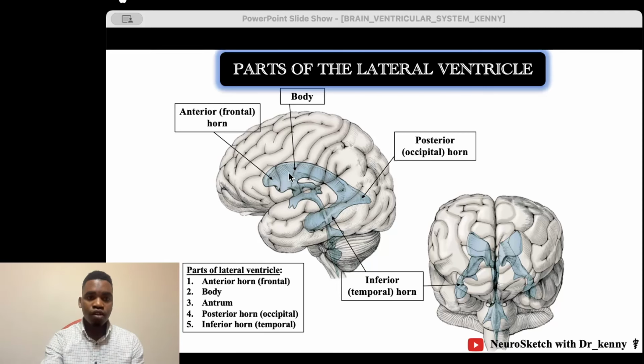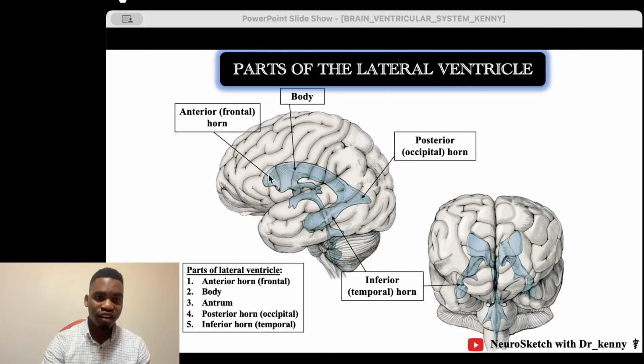So it has got parts, and the parts are named depending on within what lobe of the cerebral hemisphere that part is found. For example, we have the anterior horn. The anterior horn is within the frontal lobe, and so it can be called the frontal horn of the lateral ventricle. No confusion.